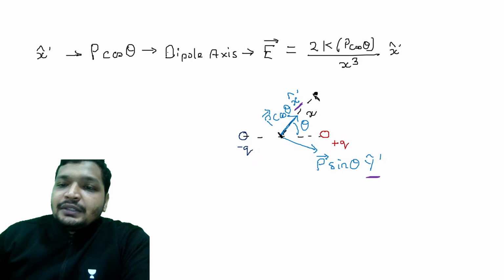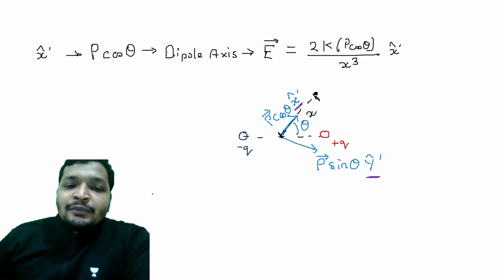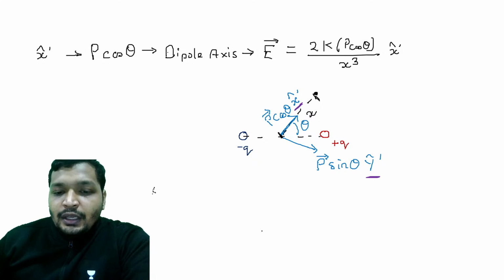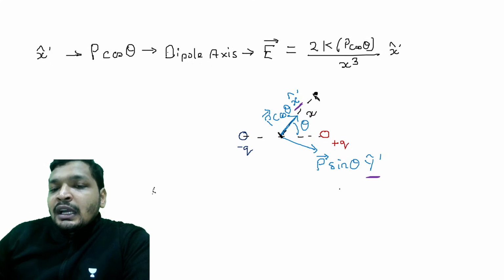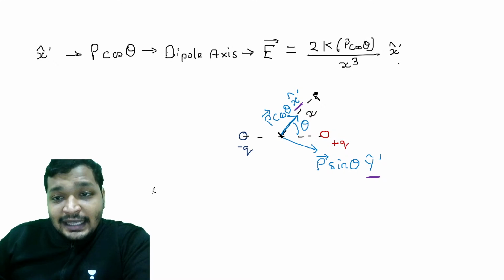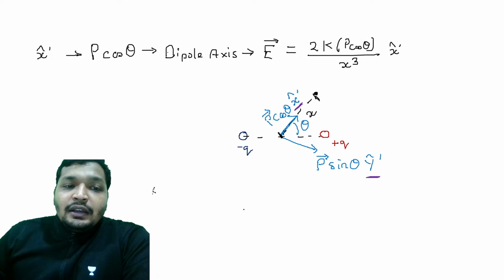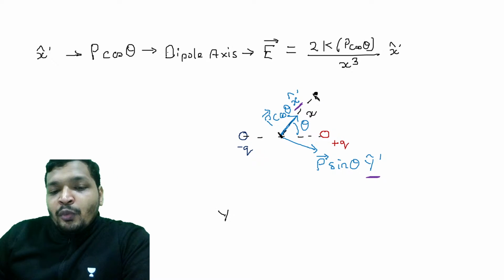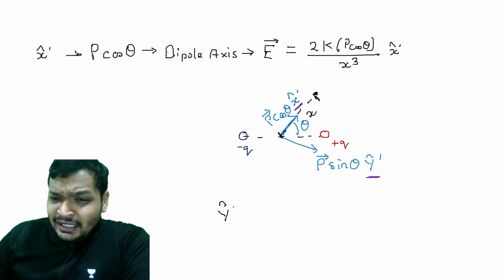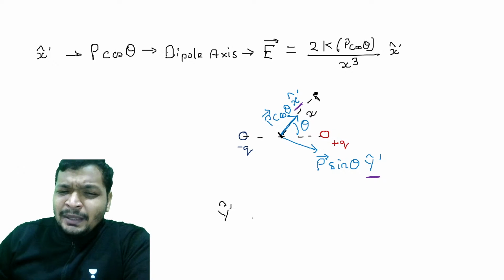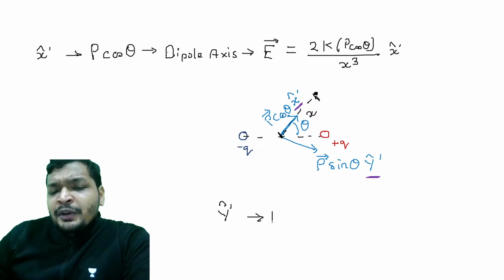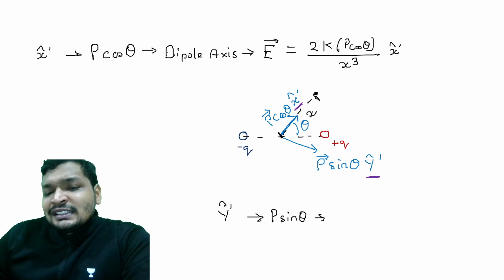X cap dash. Now let's come to the next point. If you're talking about the perpendicular one, so it's in the x direction, that's why x cap dash. If you're talking about the perpendicular one, what is the dipole's direction? Y cap dash. And what is the component? It is P sin theta. Which axis is it? Equatorial axis.